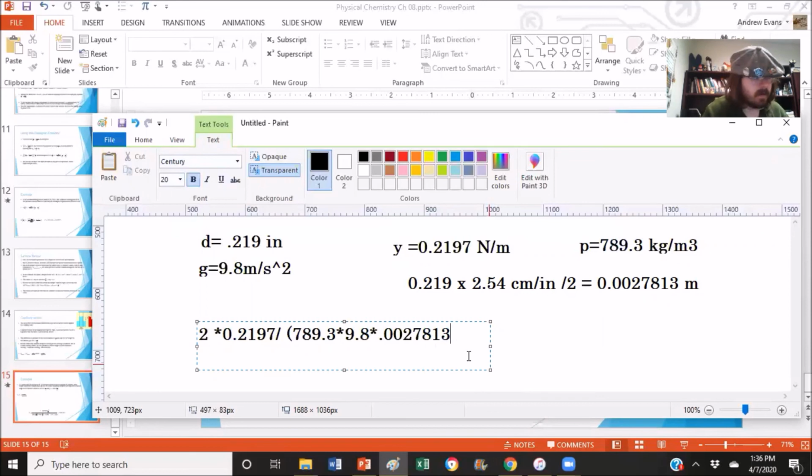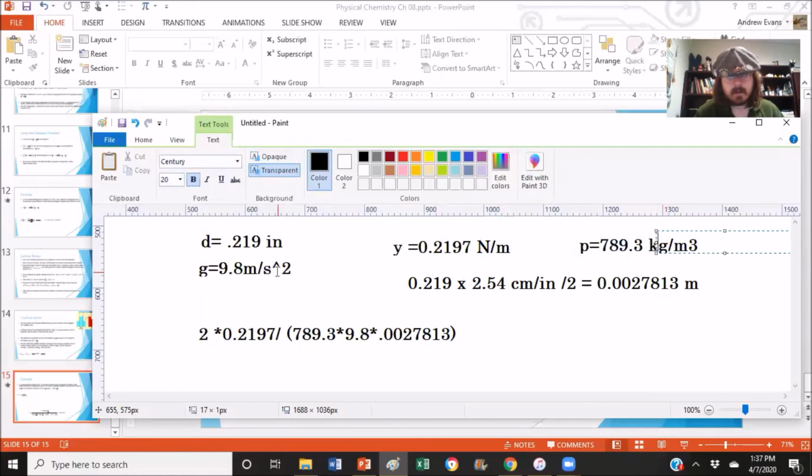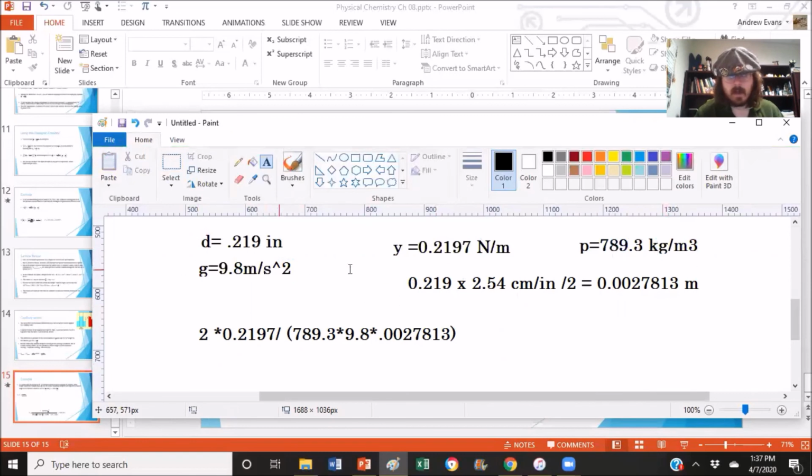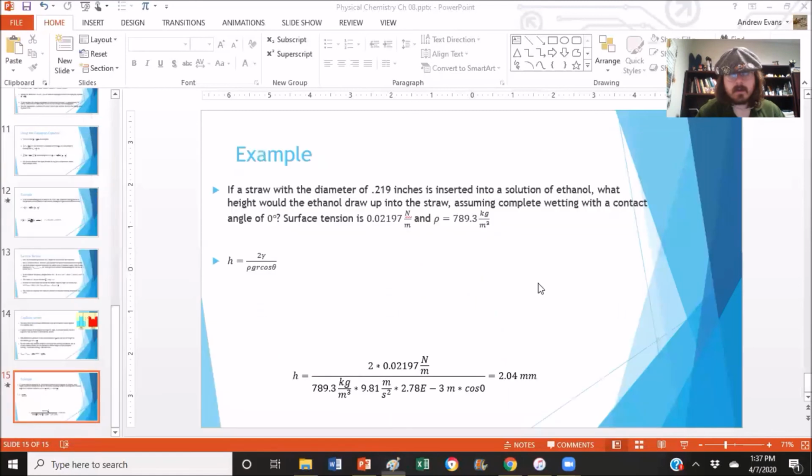But let's look at our units. A newton is a kilogram meter per second squared. So a newton per meter is a kilogram per second squared. Divided by kilogram per meter cubed gets it into meters cubed per second squared. Divided by gravity gets it into meters squared, and divided by meters gets it into just meters. If you watch all the units, this part cancels with that part, and these two cancel with those, so the units all work out in the end as long as you're careful.